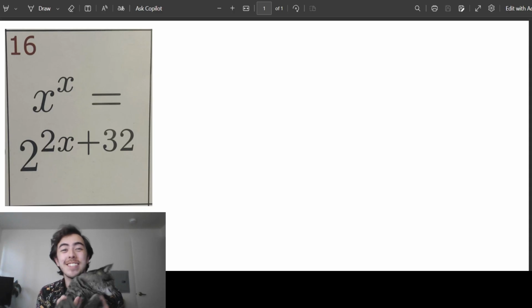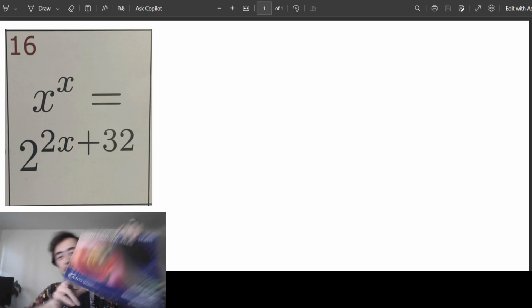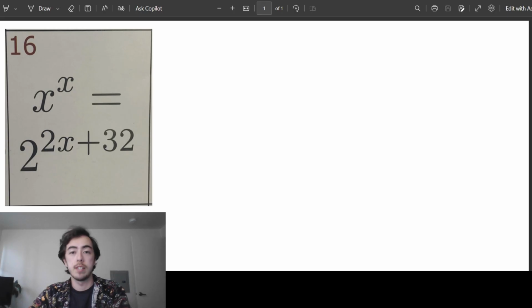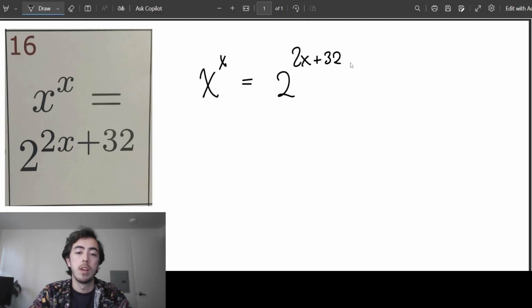Today is September 16th, and we're solving problem 259 from the Daily Epsilon calendar. We need to show why x is supposed to be 16 today. All right, so we have an equation. We have x to the power of x is equal to 2 to the power of 2x plus 32.